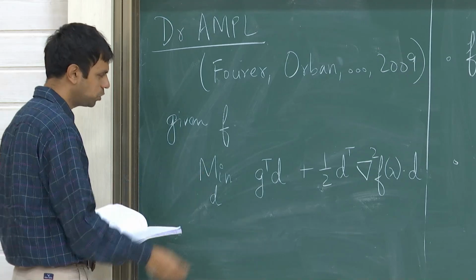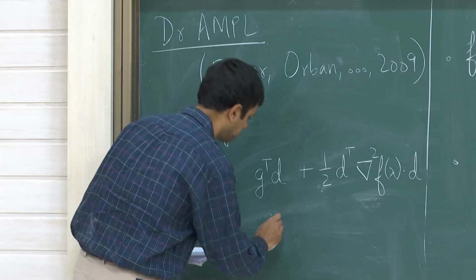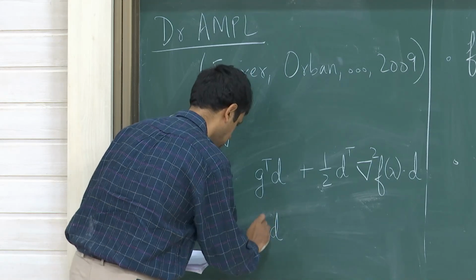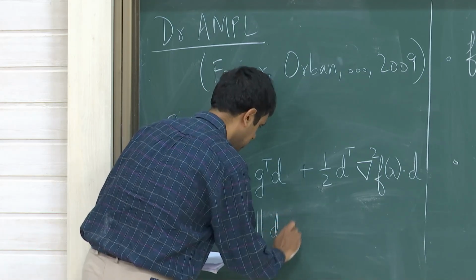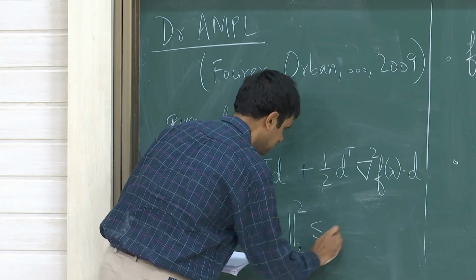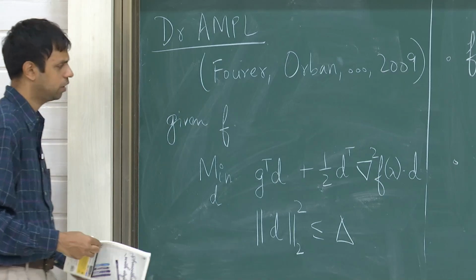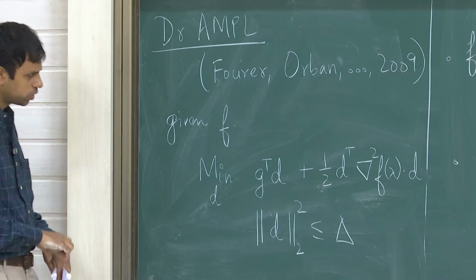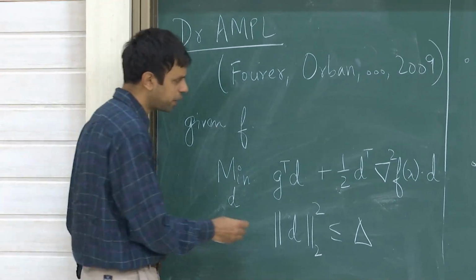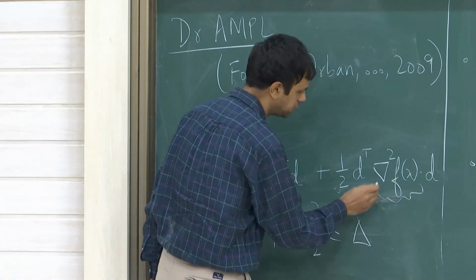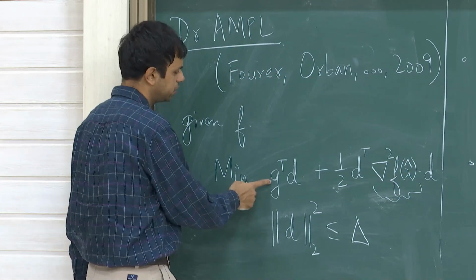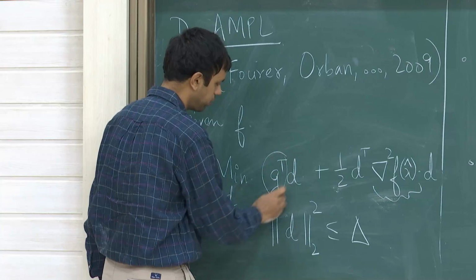Okay, and put some bounds on D. For example, you can put an ellipsoid constraint or a trust region or a ball constraint on the set of directions. D is the variable, so you are solving for D. The other parameters are this, which is the Hessian of the function at a given point, and G is some random vector.